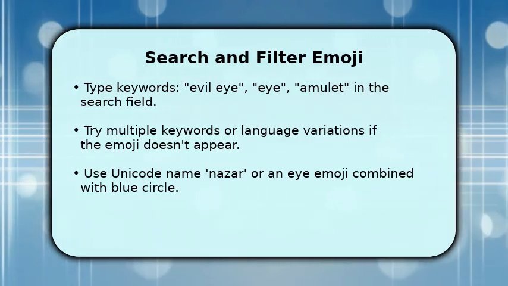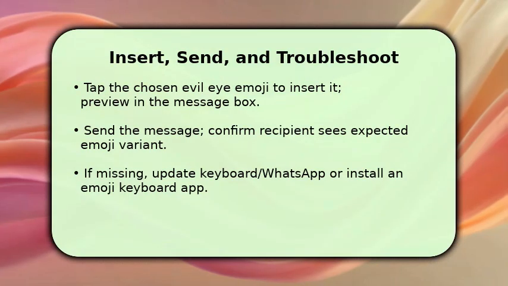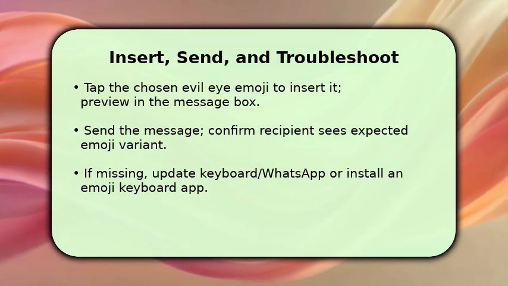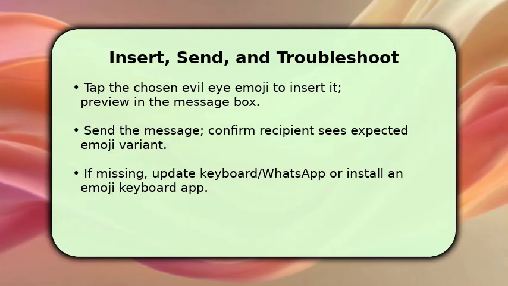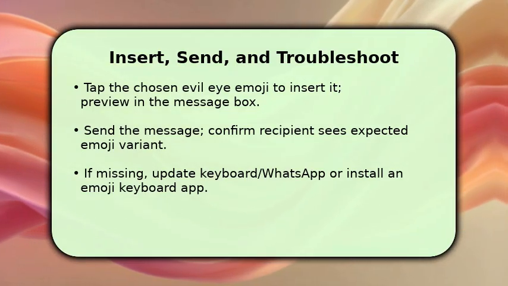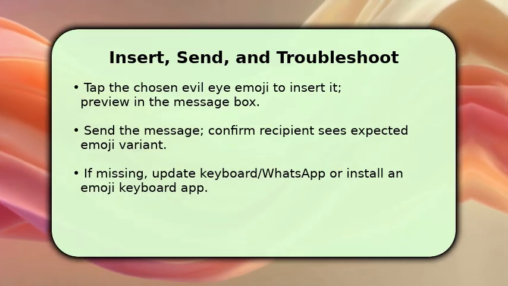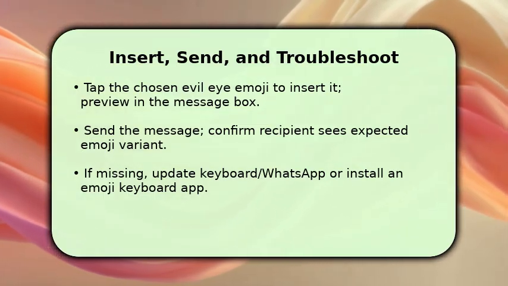Tap the evil eye emoji to insert it into your message, then double-check how it looks in the composer because platform rendering varies. Once satisfied, press send and confirm the recipient sees the correct symbol. Make sure they are on a modern app version.